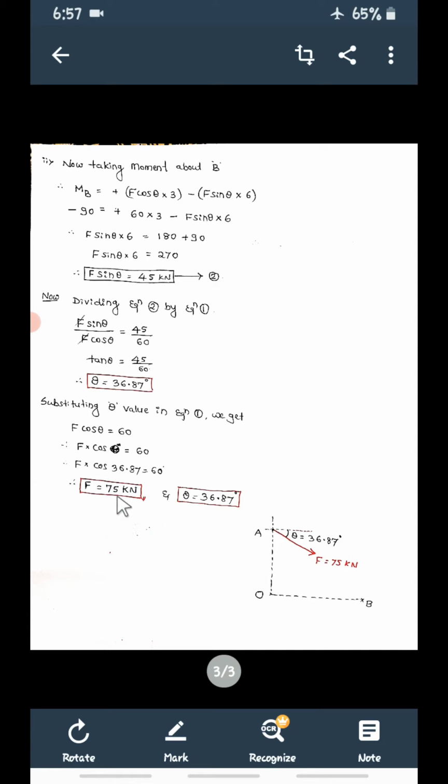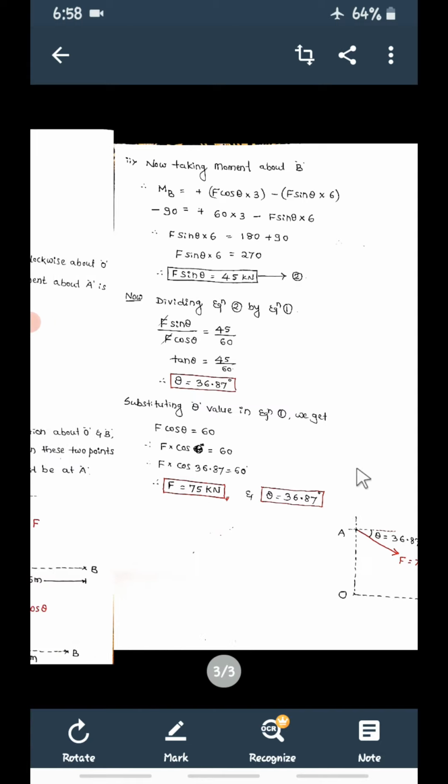So the force is 75 kilonewton and it is acting at point A, making an angle of 36.87. Now see, the force should be at A, inclined, making an angle of 36.87, and its value is 75 kilonewton. Then only you are going to get the moment of this force F about O as 180 kilonewton meter clockwise, and the moment of this force about B as 90 kilonewton meter anti-clockwise. So this was the problem.